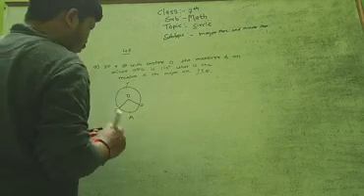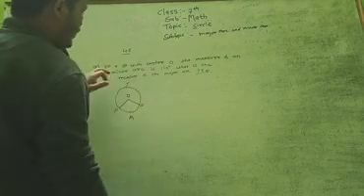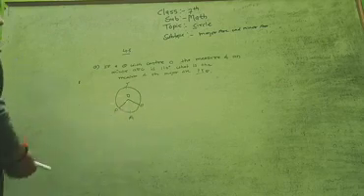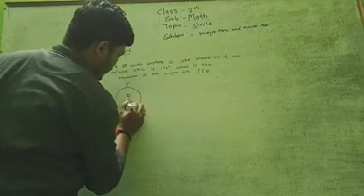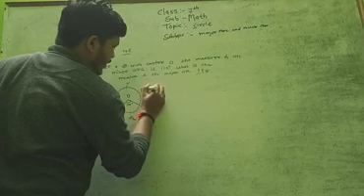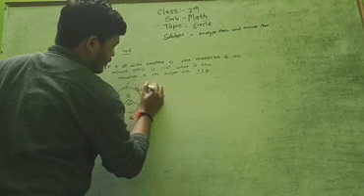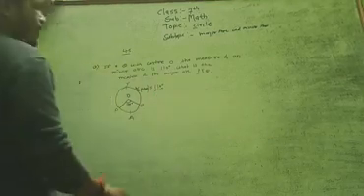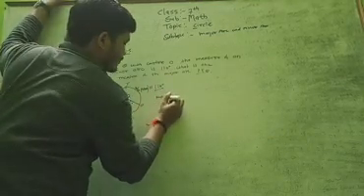Now the measurement of the minor arc is given. Consider in this diagram PAQ is the minor arc, and the measure of arc PAQ is 110 degrees. Now what is the measure of the major arc?